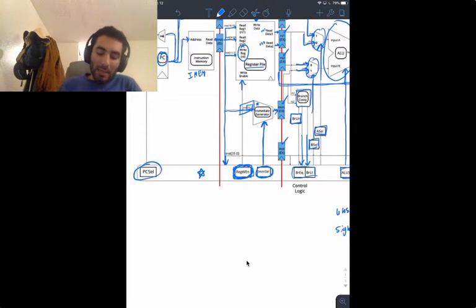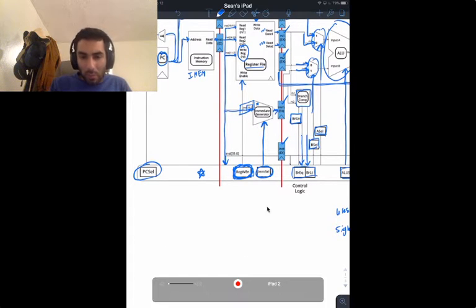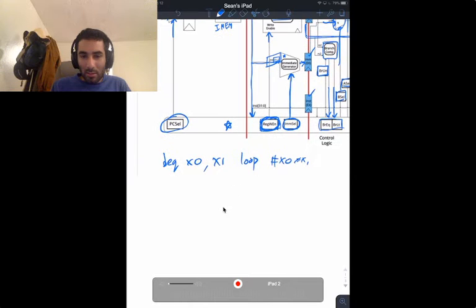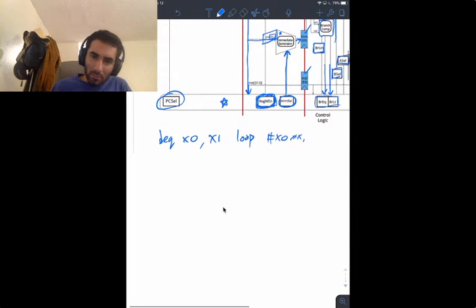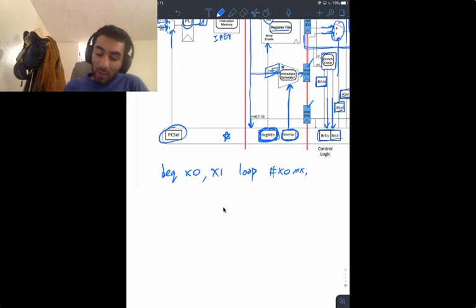Well, let me ask you a question. Let's say I have BEQ X0 X1 loop. Let's say in this case, X0 is not equal to X1. Well, in that case, let me ask you a question. Should we branch? No, we should not branch. But let's say hypothetically I have BEQ X0 X0 loop. Well, in that case, I should branch.